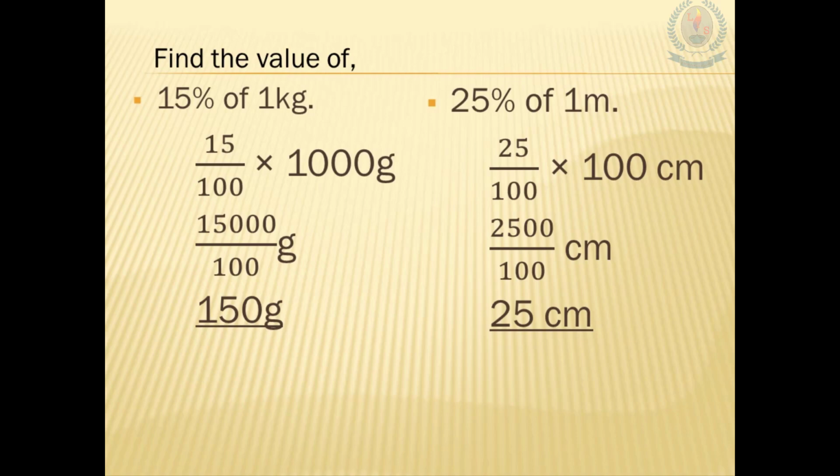25% of 1 meter. First you want to make that 25% as a fraction. 25% means 25 out of 100. Then you want to write 1 meter as 100 centimeters. Then you can multiply 25 times 100, 2500. You have to divide by 100. The answer is 25 centimeters.